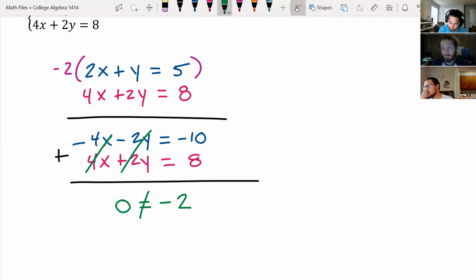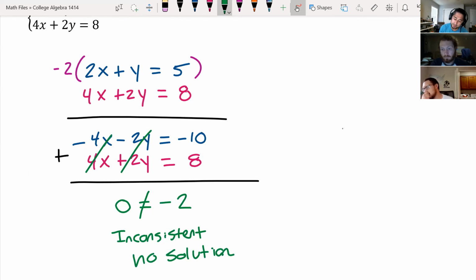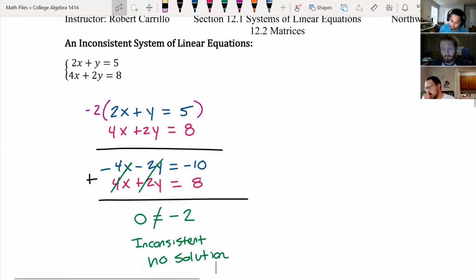Therefore, this system is inconsistent, which means it has no solution. This means that your lines are parallel.